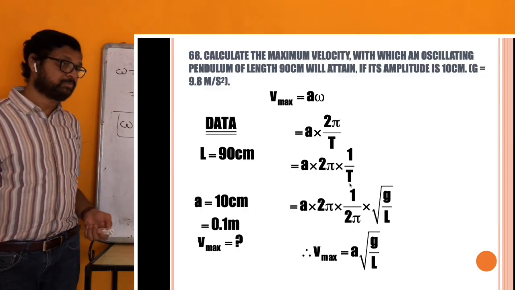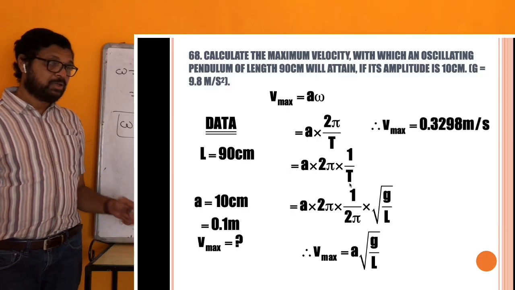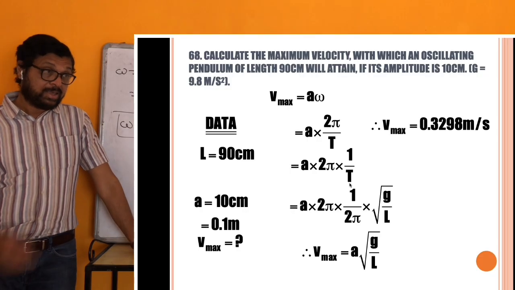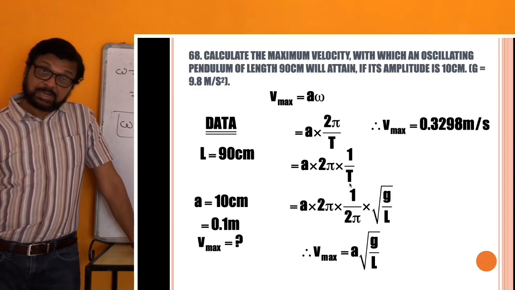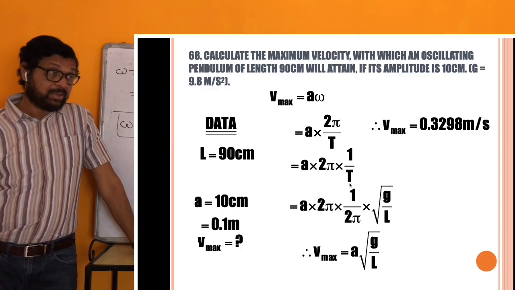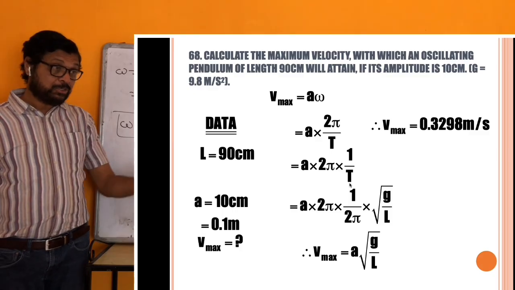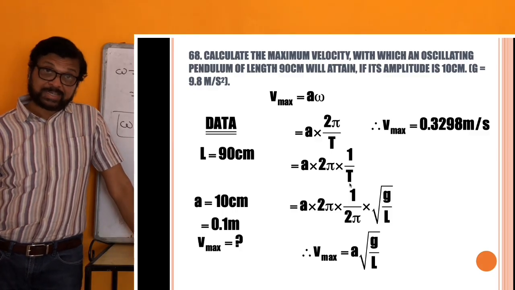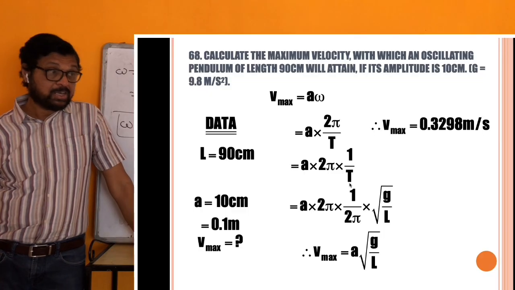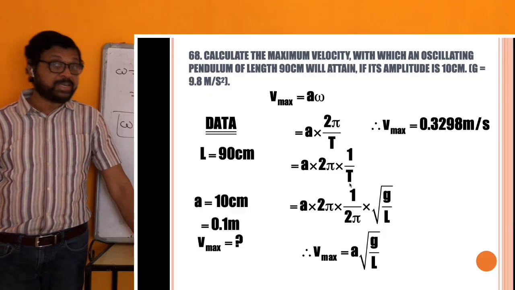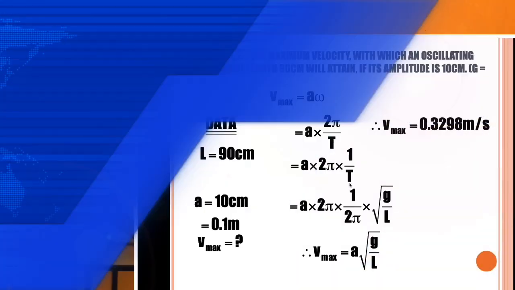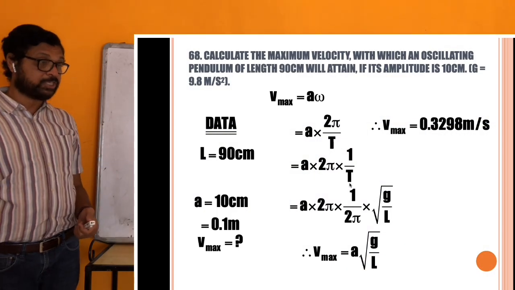Then putting the values, in place of A we will write 0.1, G 9.8, L 0.9. You get the answer after the calculations, exact calculations. V max is equal to 0.3298 meter per second. Coming to the next question.